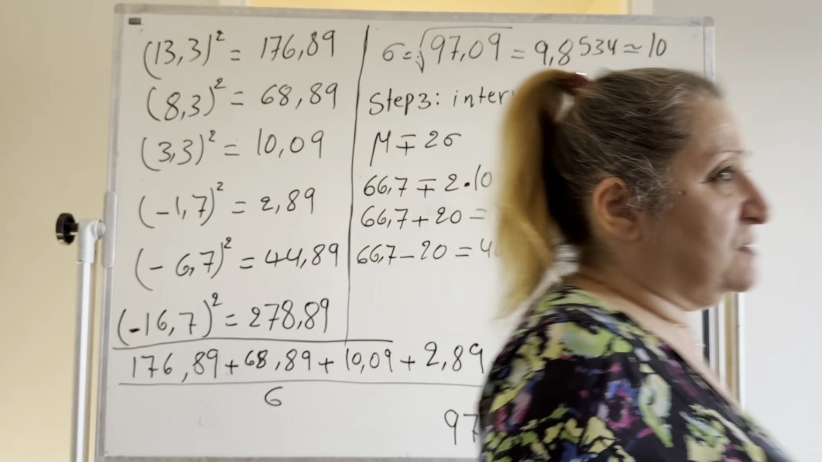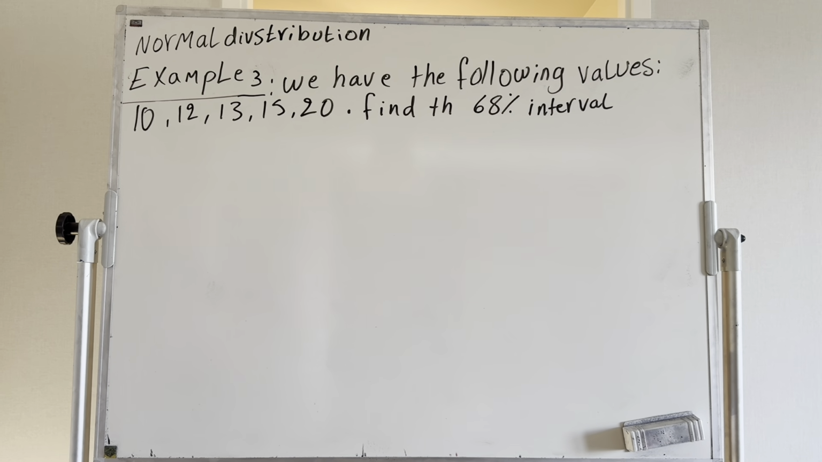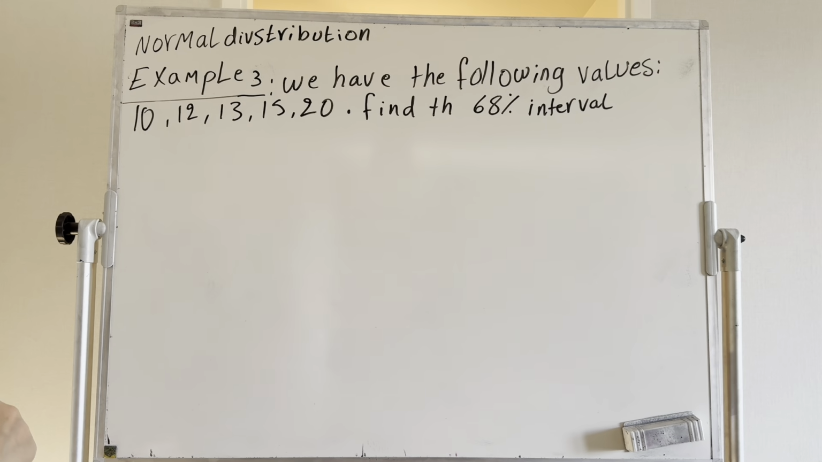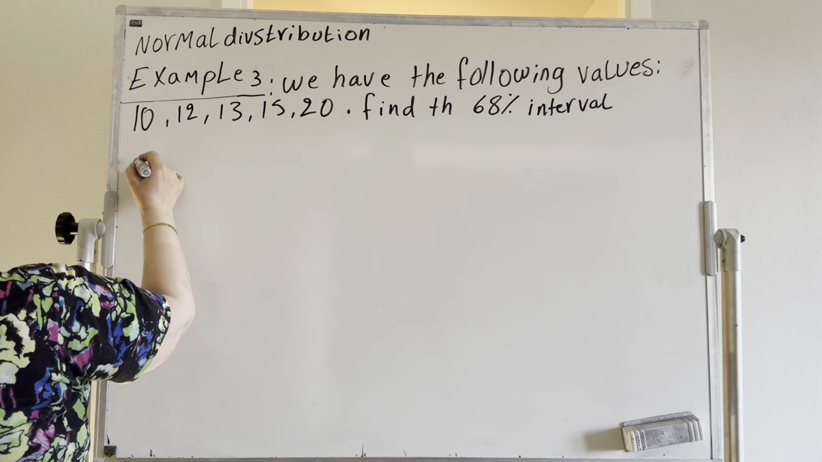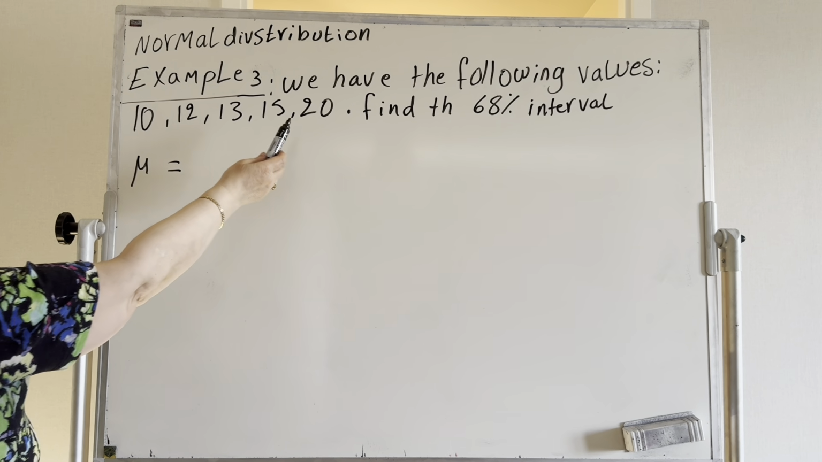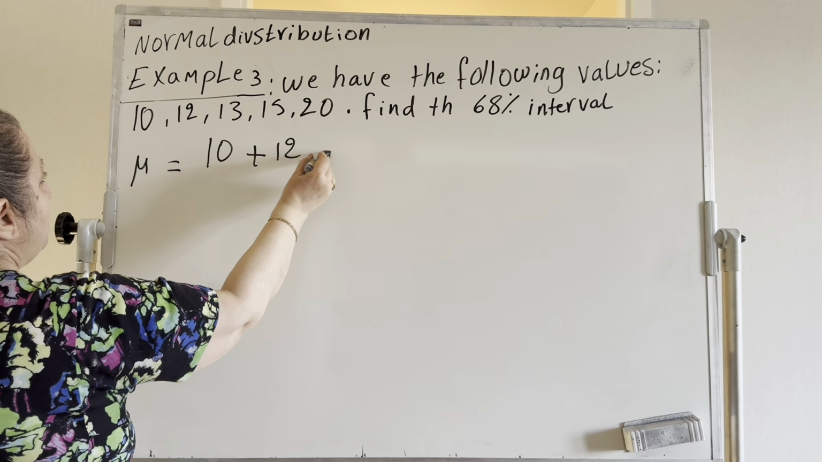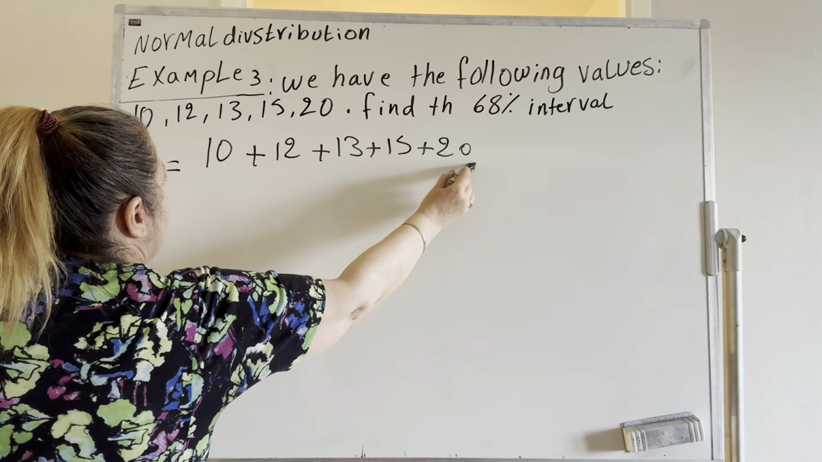The third example, the last example. We have the following values: 10, 12, 13, 15, 20. Find the 68% interval. I will calculate the mean by adding all the values. I have 5 values. It will be 10 plus 12 plus 13 plus 15 plus 20 divided by 5.